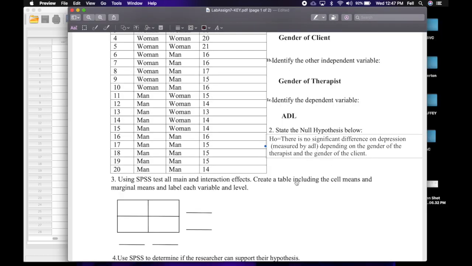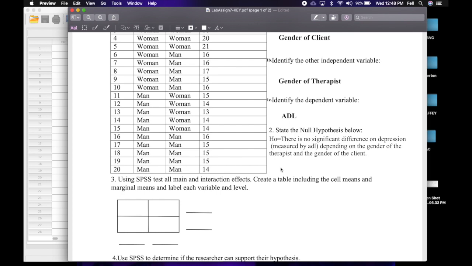So what I've included here in my null hypothesis is that there is no, to represent the null hypothesis, there is no significant difference on, and that's where I'm going to put my DV, or my dependent variable, which here we have as depression measured by number of activities of daily living. So there's no significant difference on depression depending on, and then I'm going to put my 2 IVs, so on the gender of the therapist and the gender of the client.